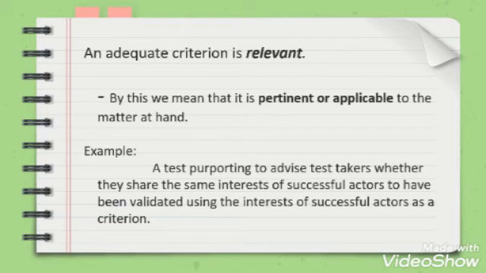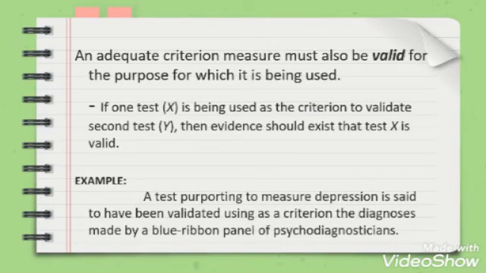Example, a test purporting to advise test takers whether they share the same interests of successful actors to have been validated using the interests of successful actors as a criterion. Next, an adequate criterion measure must also be valid for the purpose for which it is being used. If one test, X, is being used as a criterion to validate a second test, Y, then evidence should exist that test X is valid.